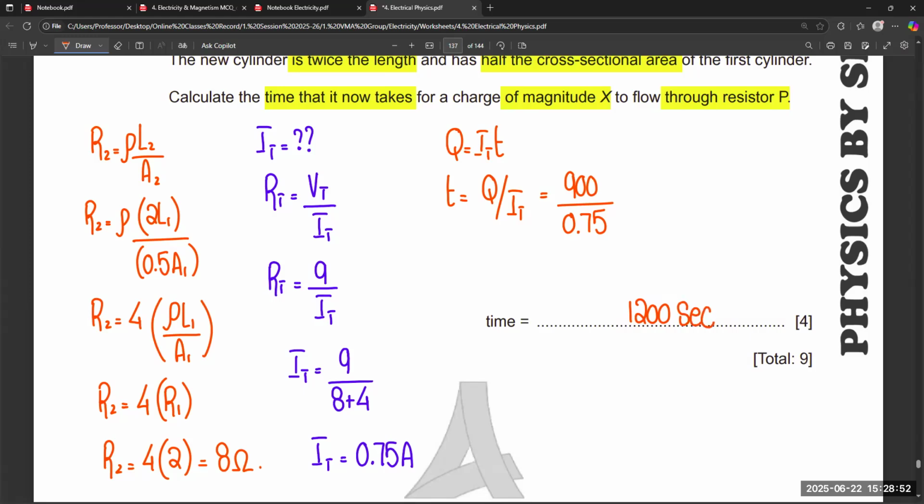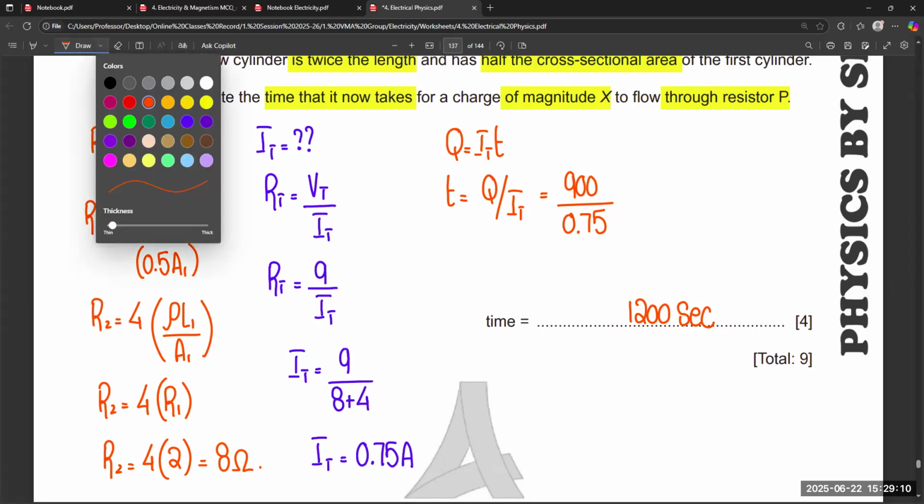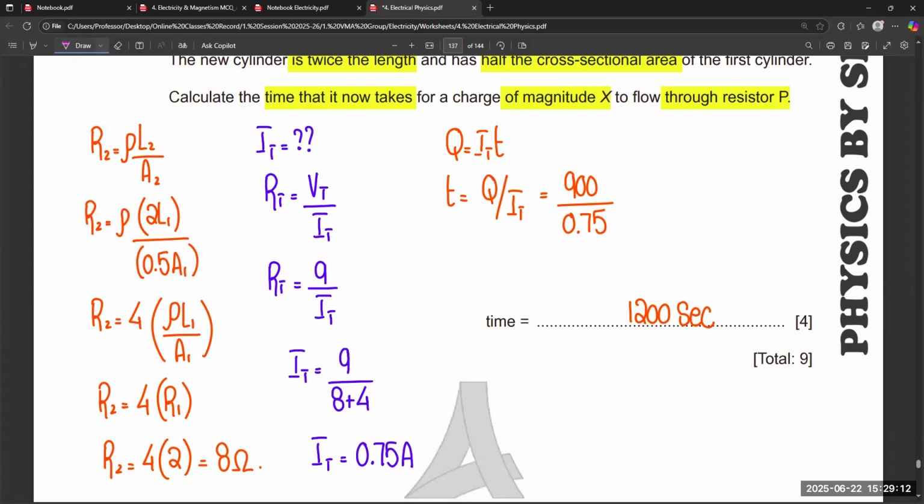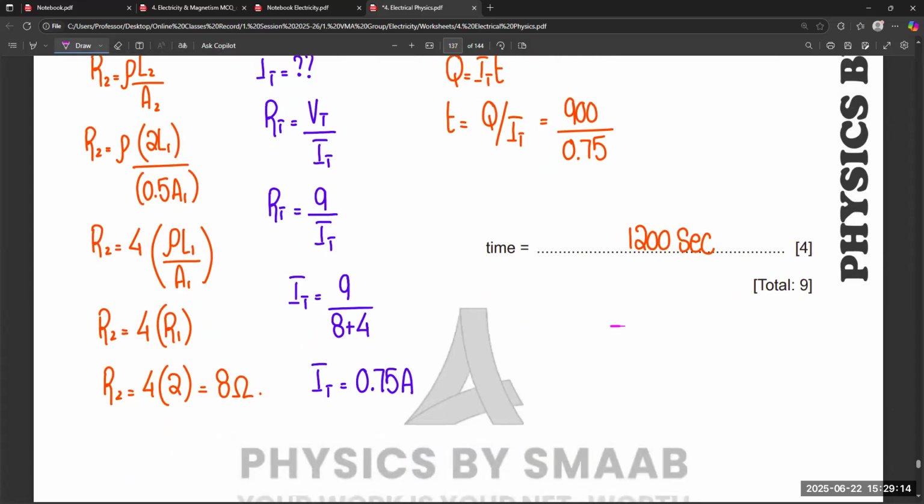seconds. So this, Sir, could you explain the part written in purple once again? Okay, the part for electric current. Basically, when we find out the new resistance of the cylinder, in our circuit we have only one change. The whole circuit remains the same.